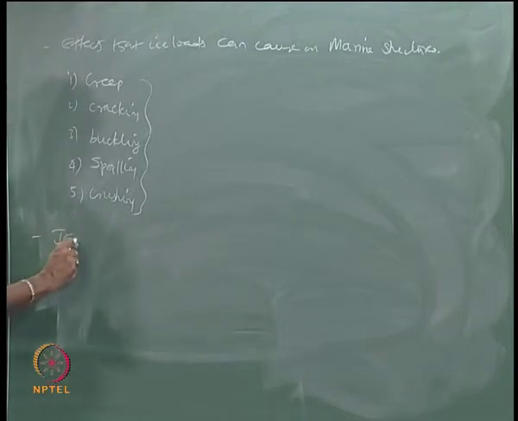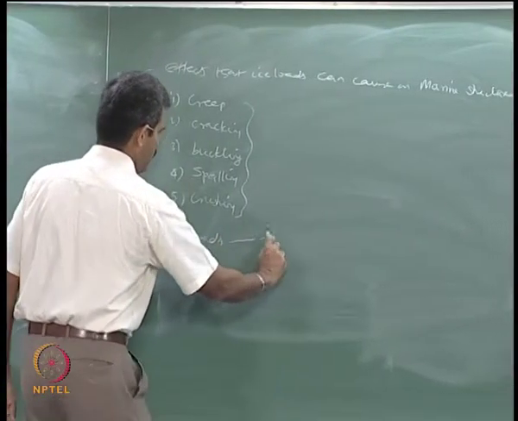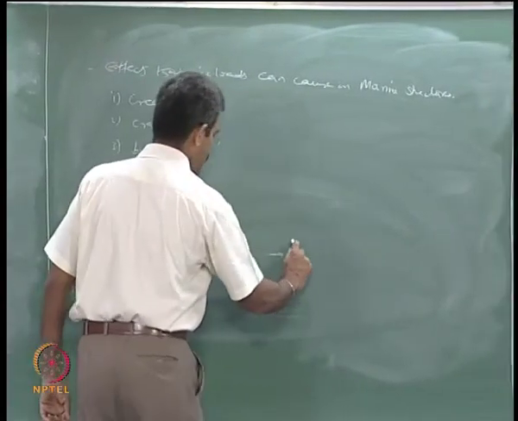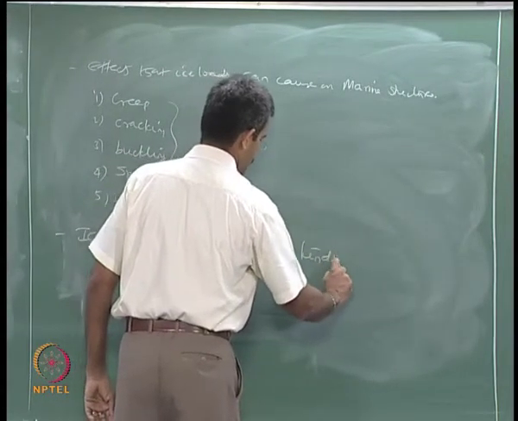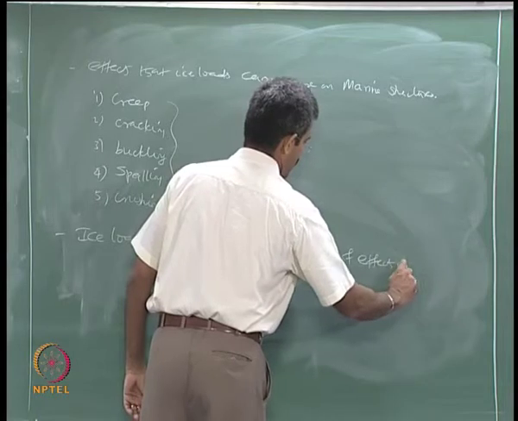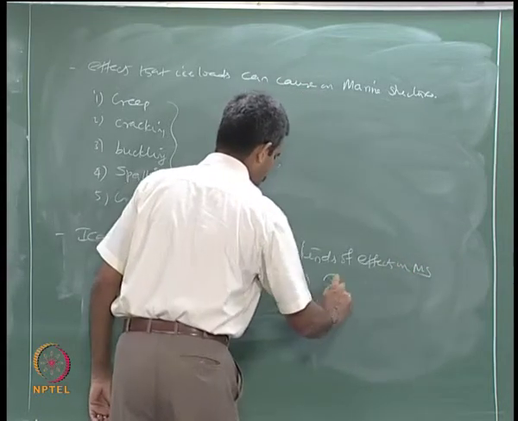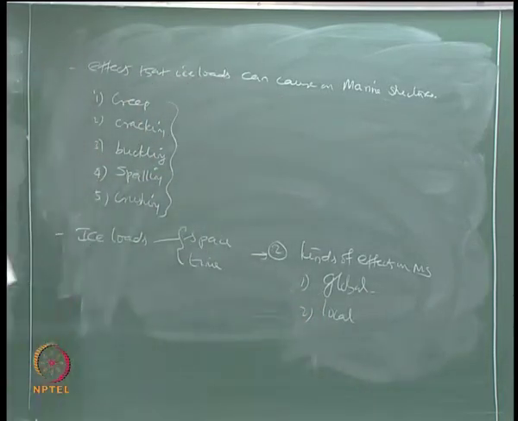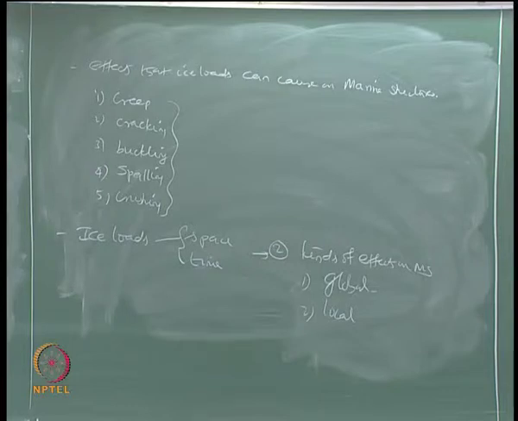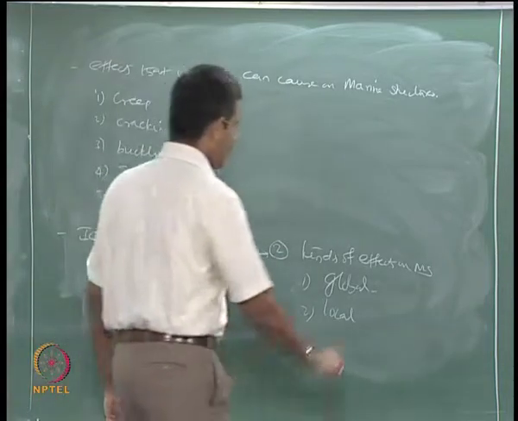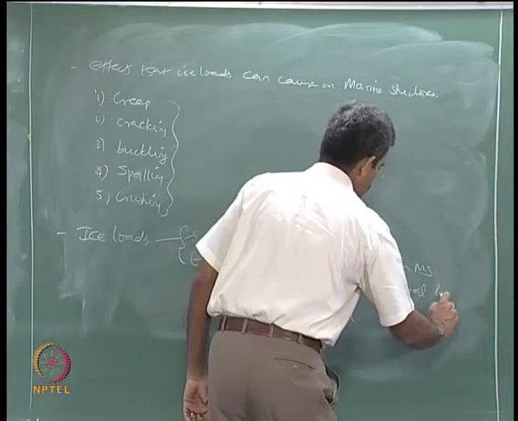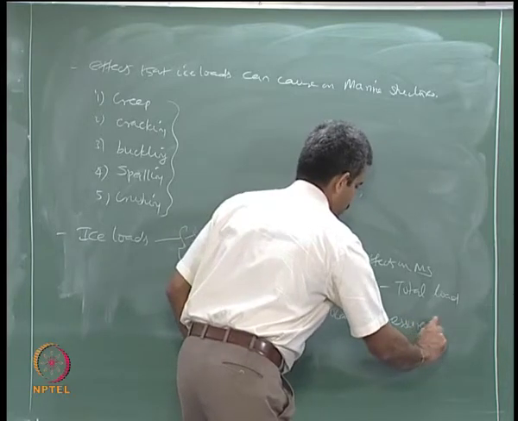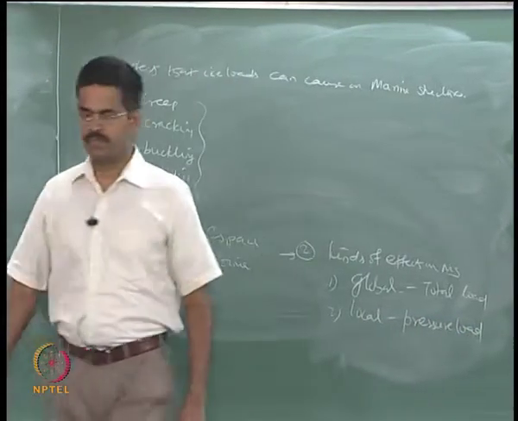Interestingly, ice loads vary with space and time. They generally cause two kinds of effects on structures. One is what is called global, other is called local. The global effect is also called as total load in the literature. The local effect is also called as pressure load in the literature.